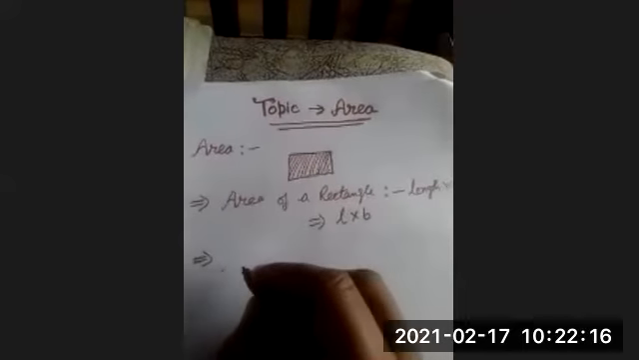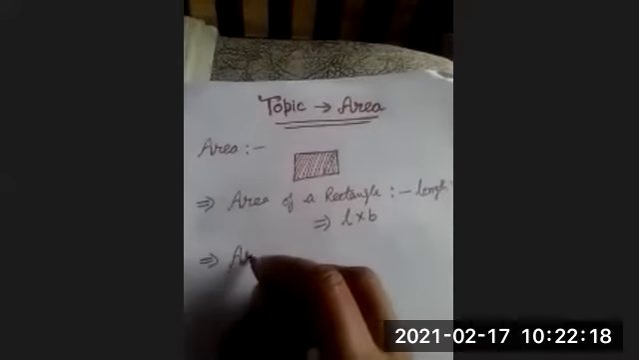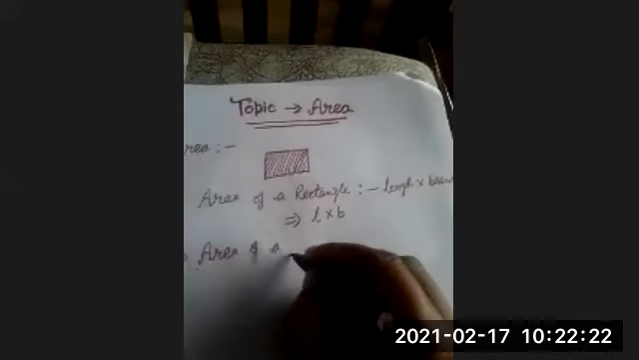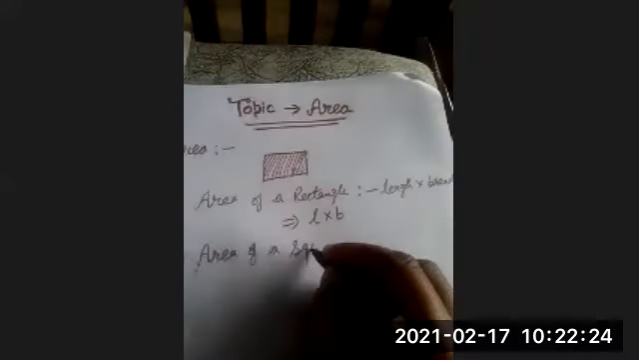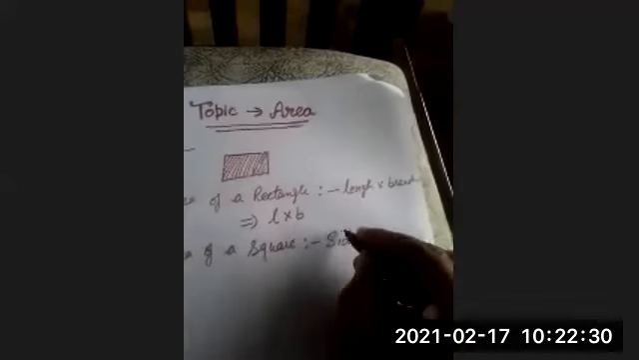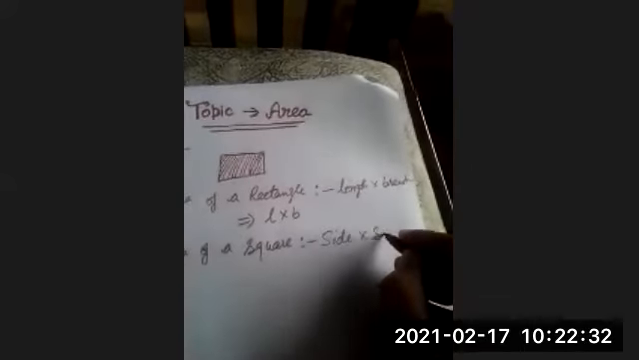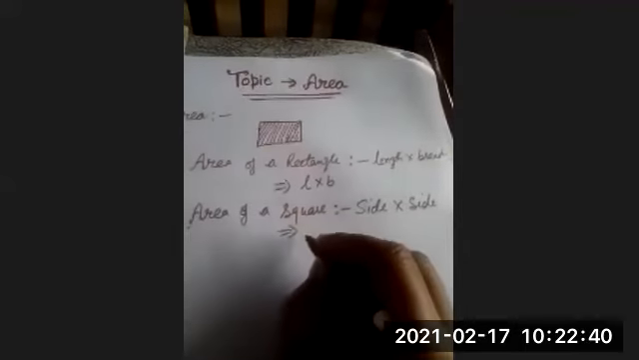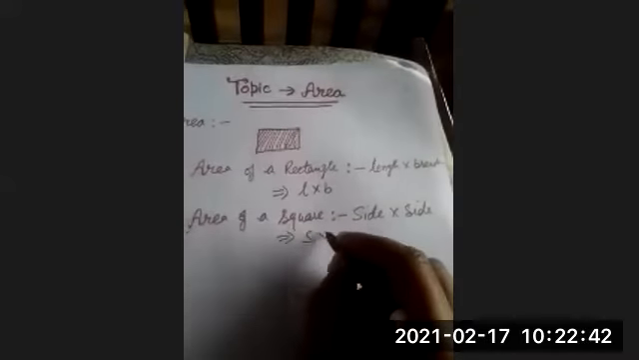Next point, area of a square. Area of a square is side multiplied by side. In short form, we can write it as S into S.